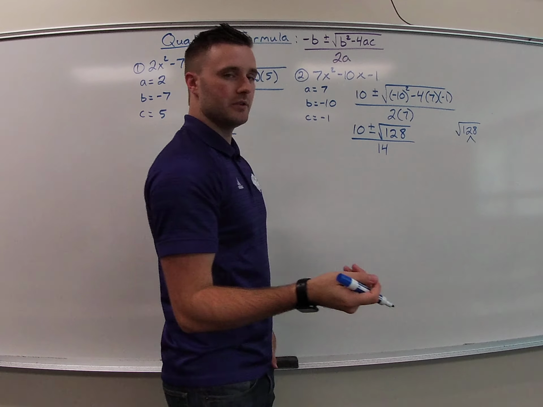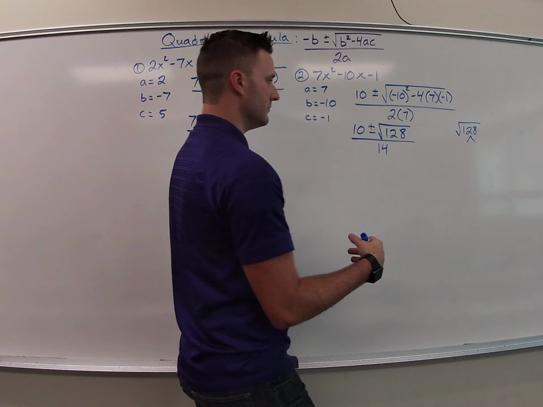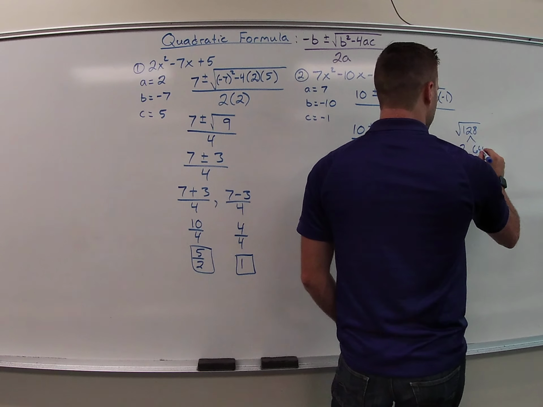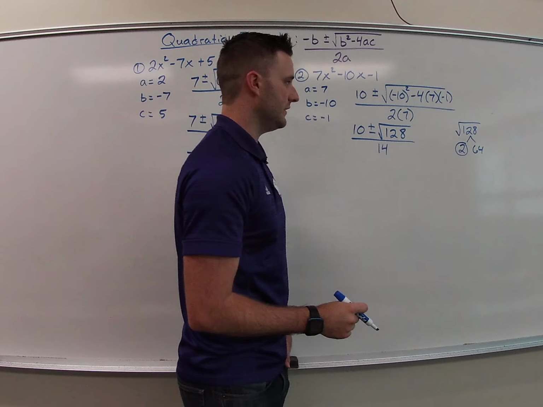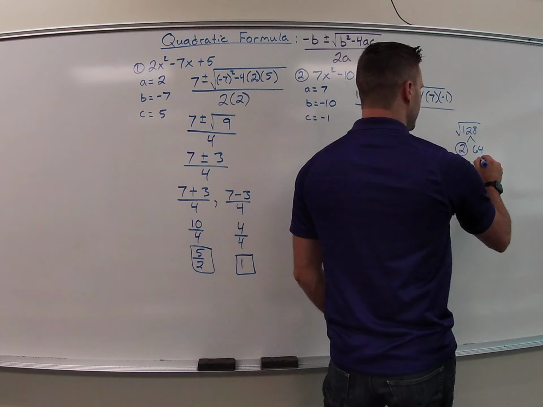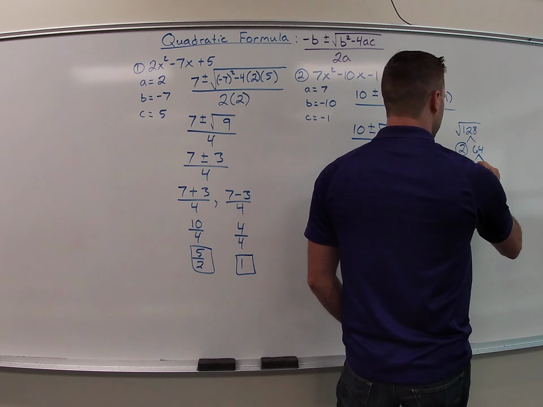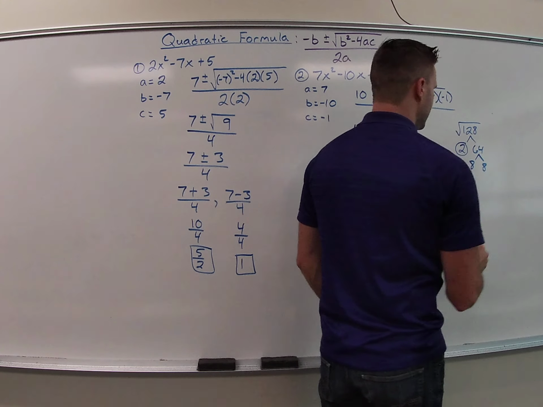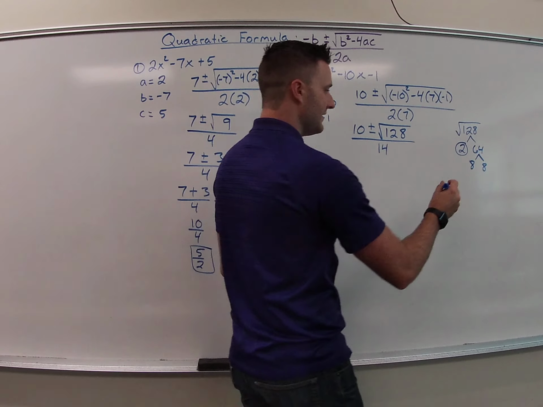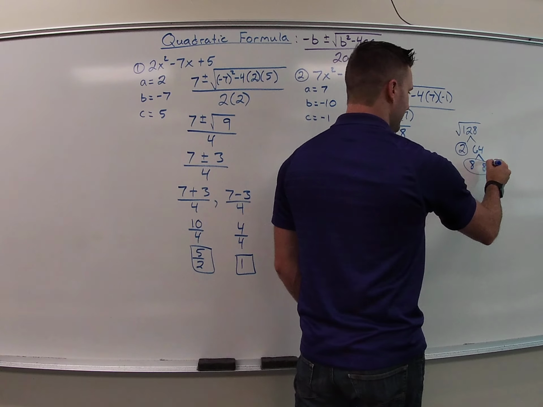Any even number is going to be divisible by 2. So 2 times 64 is going to get me back to 128. 2 is a prime number. However, what's interesting is we know the square root of 64 is 8. So we know that 8 times 8 is 64. Now 8 is not prime, but notice how I have a group or a pair of 8s here.